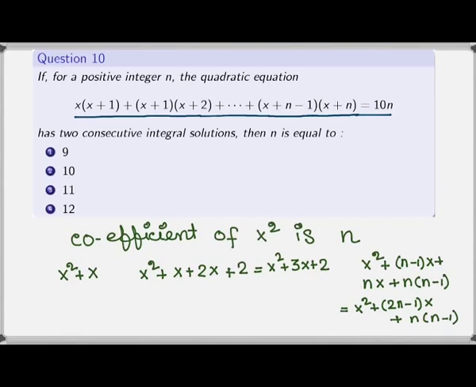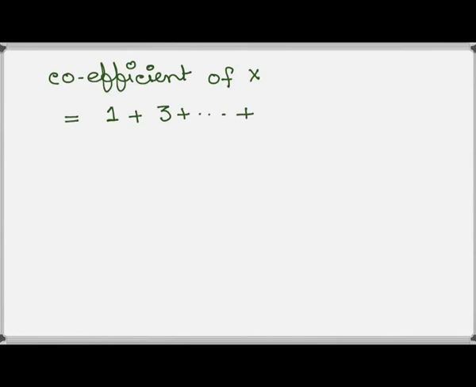So therefore the coefficient of x is equal to 1 plus 3 plus up to 2n minus 1.